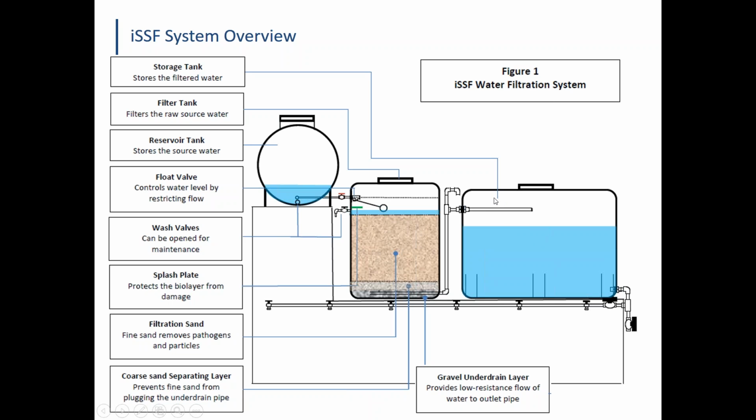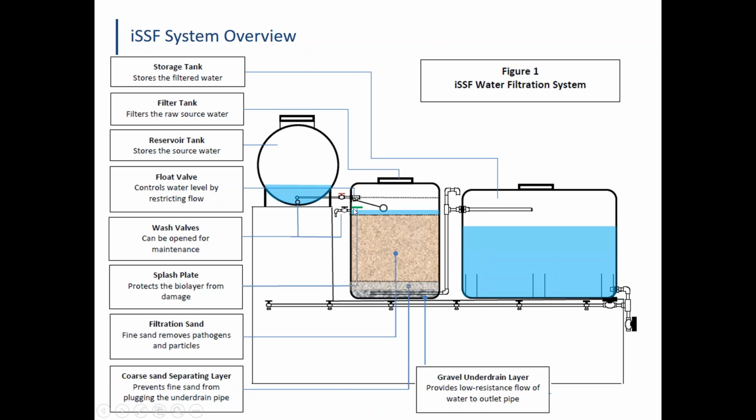A few other things I'll call your attention to. Going back to the left, there's an isolation valve right here with a red handle that can be closed to clean the source water tank, which can get dirty if you've got a dirty source water. There's a float valve here. This float valve controls the water level above the sand, and we'll talk about that later.